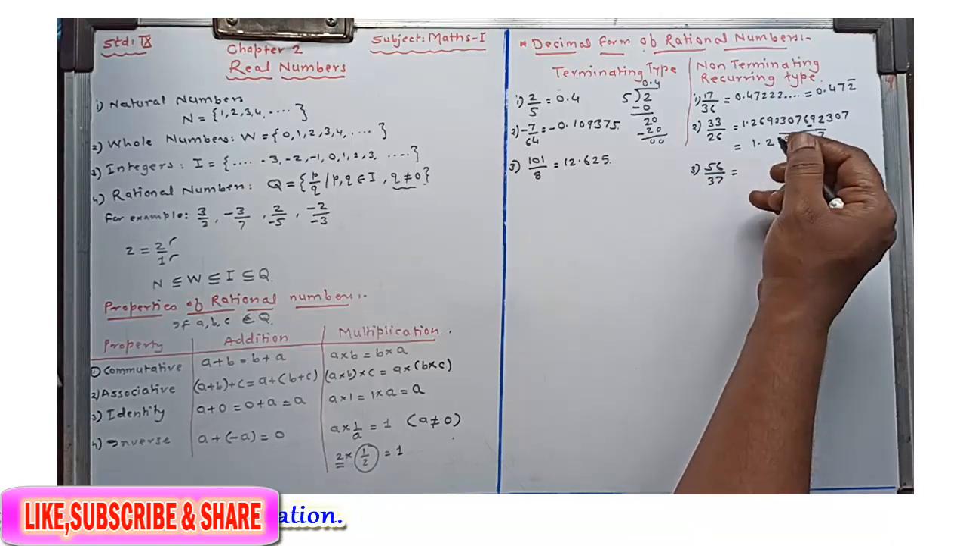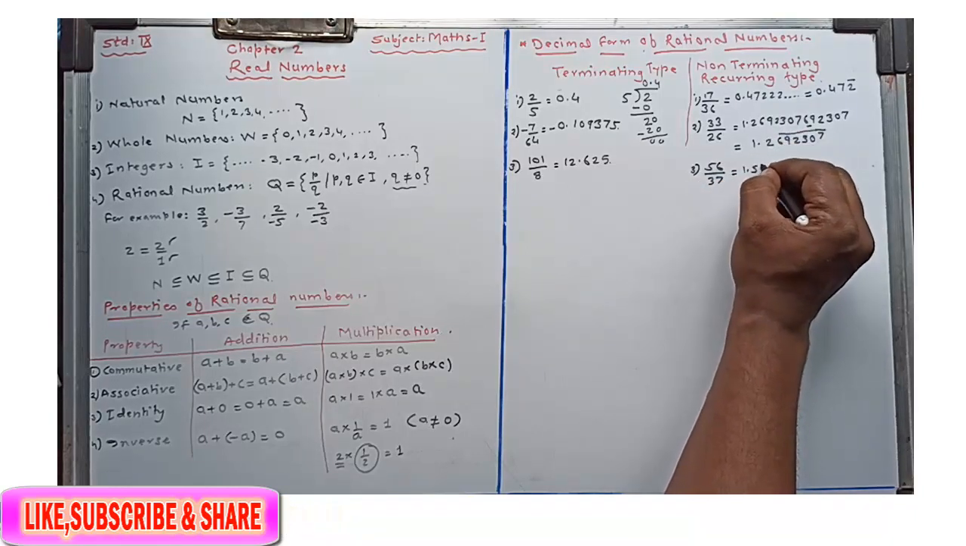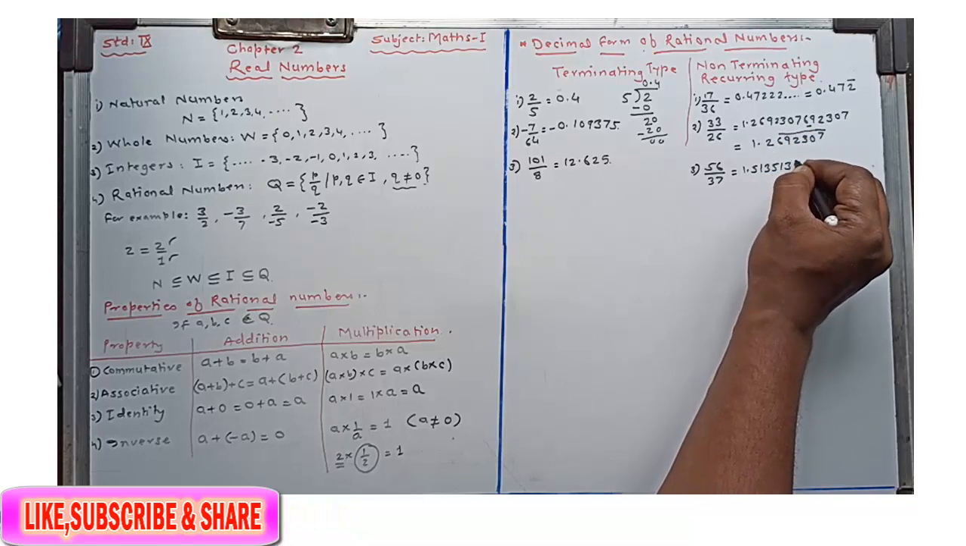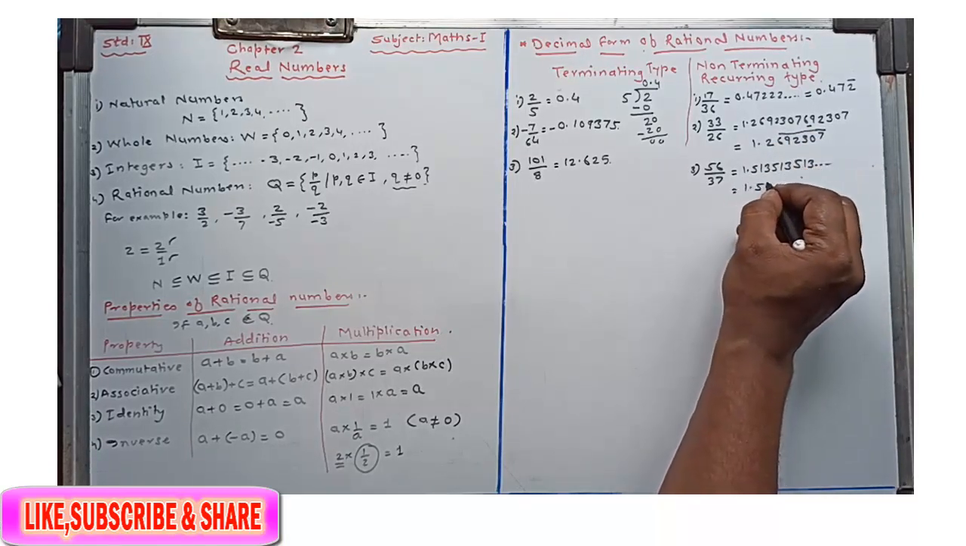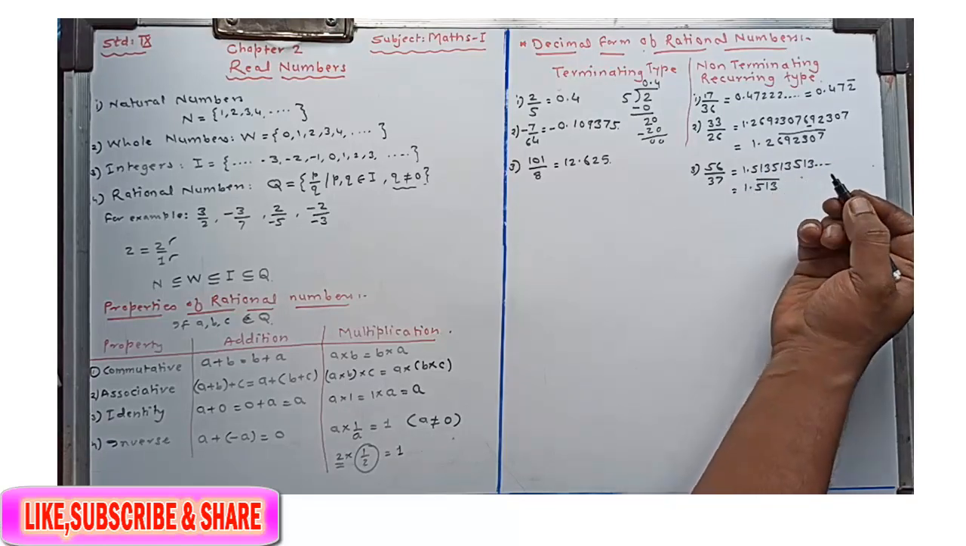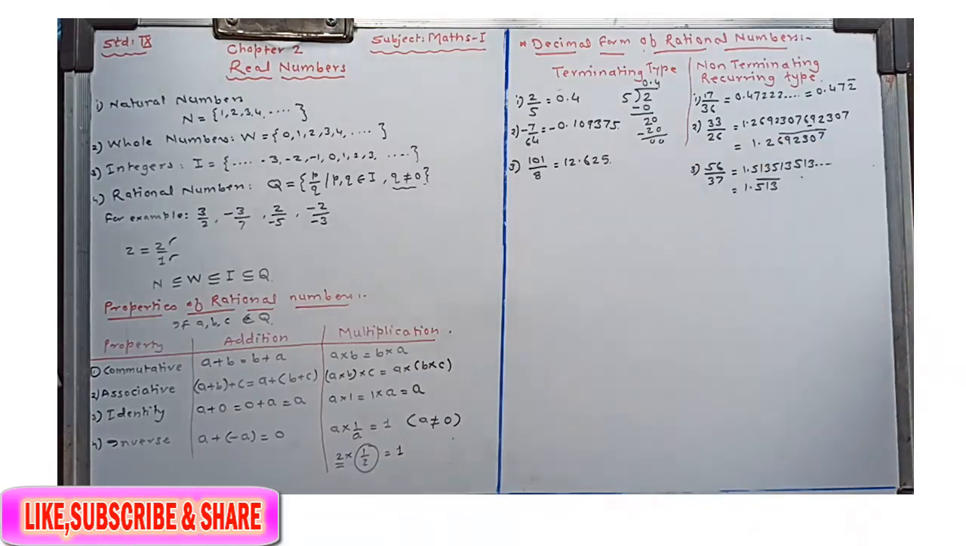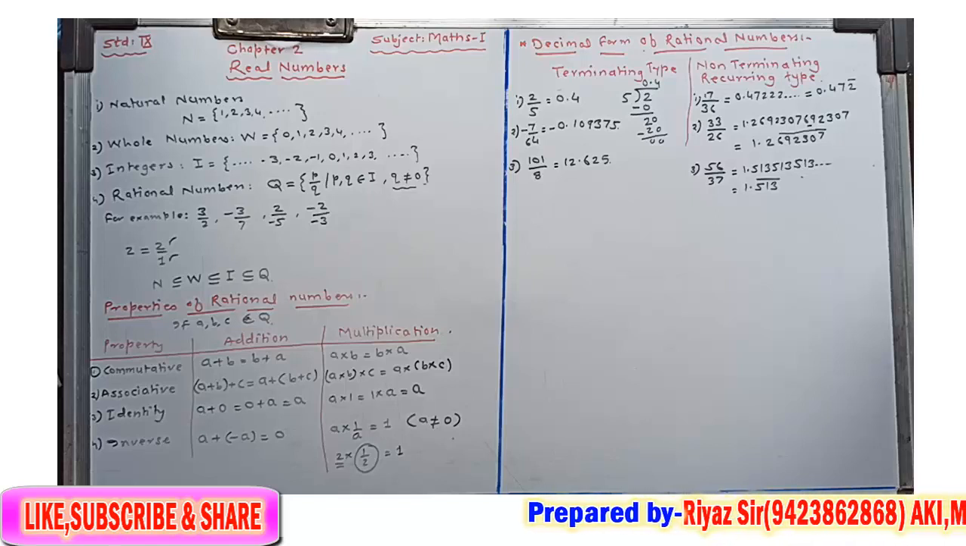56/37, that is equal to 1.513 and so on. So this we can write as 1.513 with a bar over 513. Okay, so in this way this is the decimal form of a rational number. So the decimal form of a rational number is either terminating or non-terminating recurring.